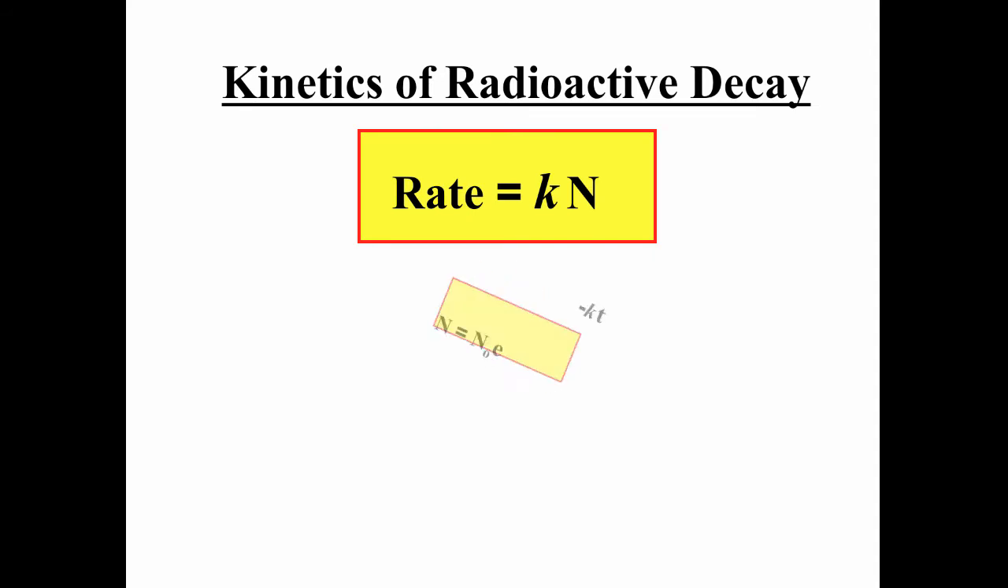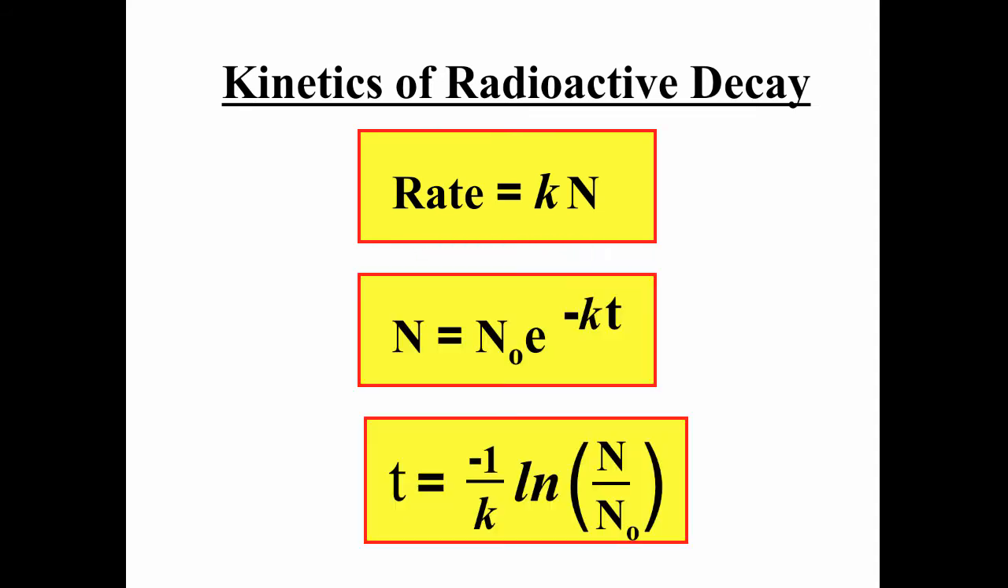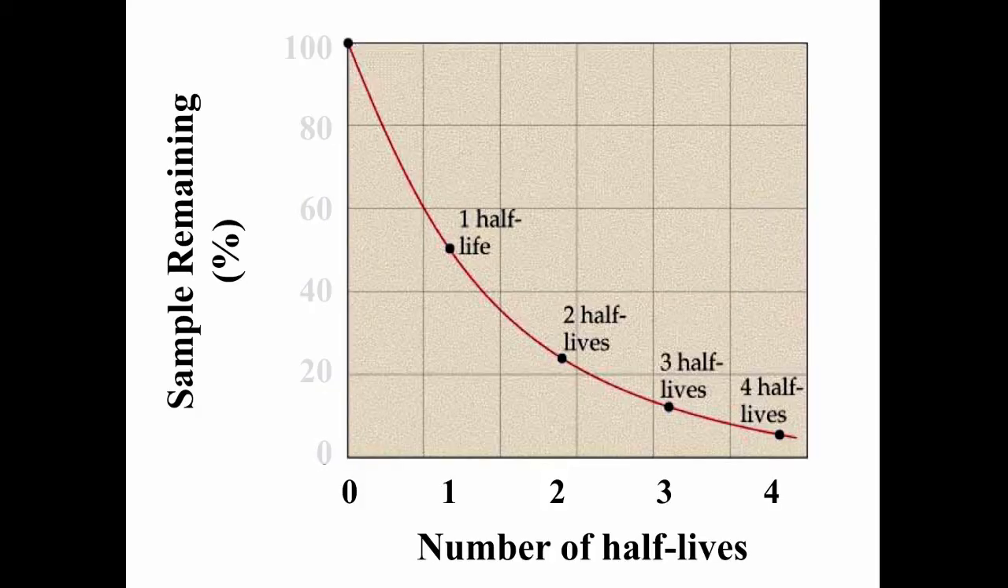Here is a summary of the equations describing radioactive decay. Thing to note is instead of concentration, we often have just amount, so N represents amount, but everything else looks pretty much the same, and we've done this before.